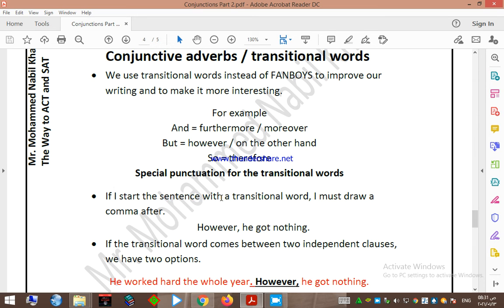If I start the sentence with a transitional word, I must put a comma after it. Like here, I started the sentence with a transitional word, so I must put a comma after it. "However, he got nothing." However, comma, he got nothing.